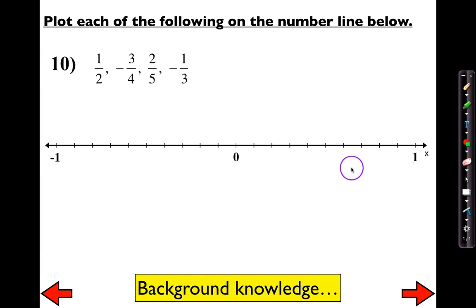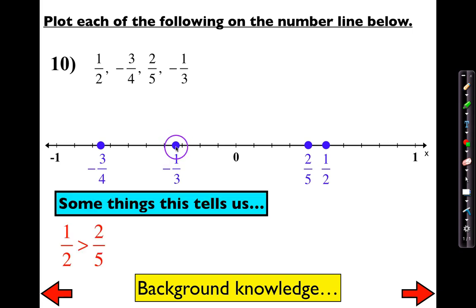Okay, now it says plot each of the following on the number line below. This is background knowledge. You've done this in the past, where you've plotted points on a number line. Here is 1/2. It's in the middle between 0 and 1. -3/4 is right here. It's 3/4 of the way to your left. 2/5 is if you separated these into fifths, 2/5 would belong here. And the -1/3 would belong here. So this is stuff that you've done in the past. But now let's look into that a little bit more.